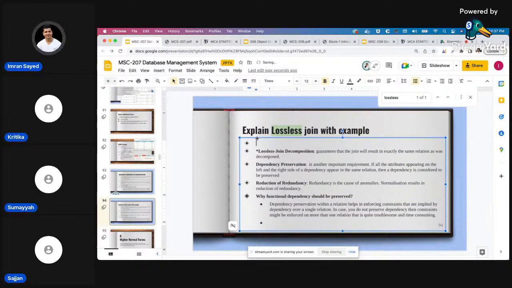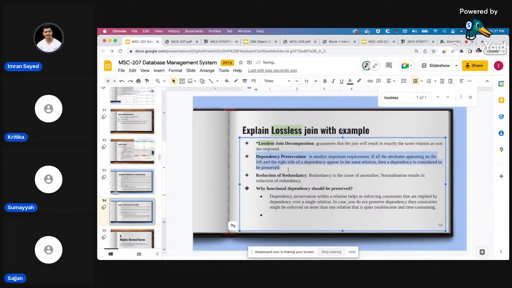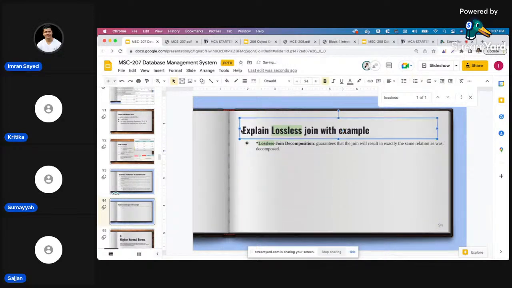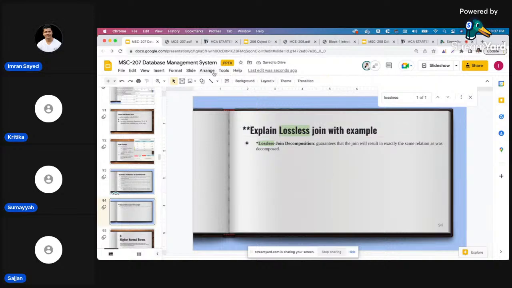So something sort of this might happen in exam. Like you might know the theory, but you might not know the examples. You'll have to probably make an example at that point. So this is your lossless join. It's in your question paper. Send it to you. Yes.